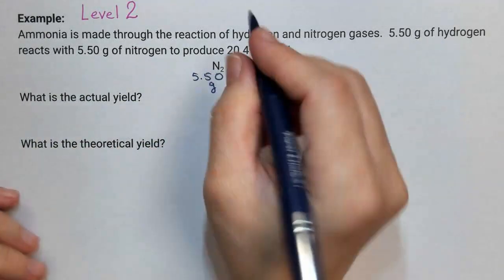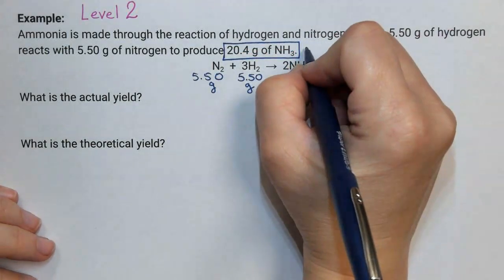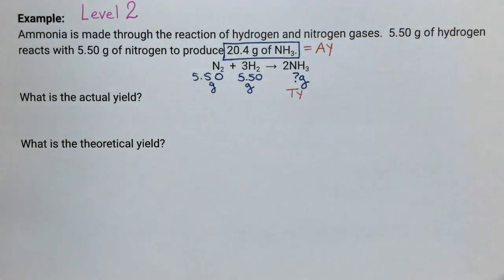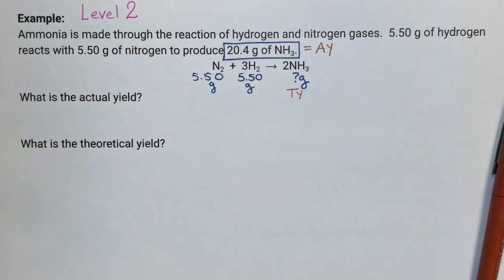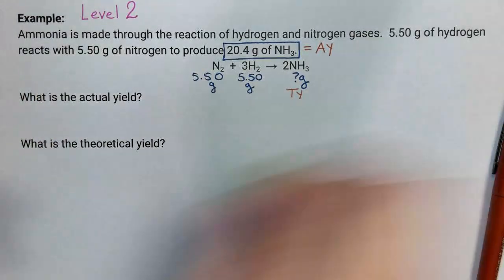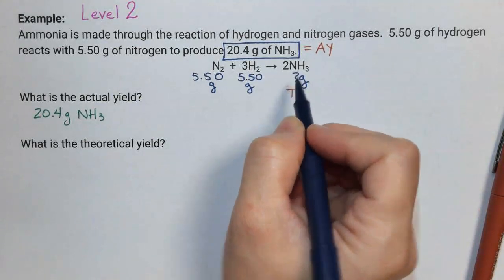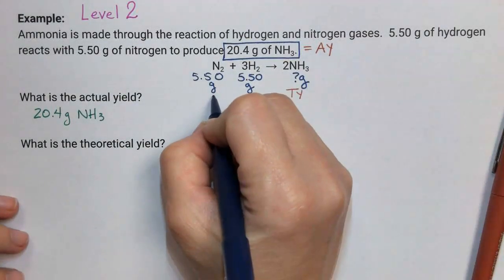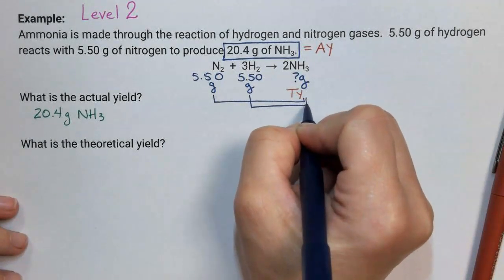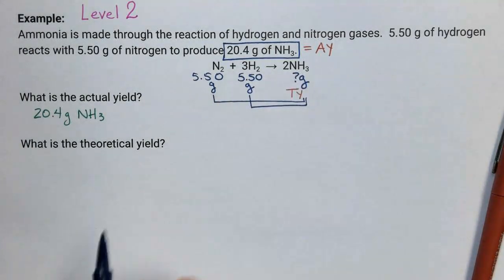Notice in the problem, they gave us that we produced 20.4 grams of ammonia. That is actually equal to the actual yield. So when I want to calculate a percent yield, I can use the actual and the theoretical. So what is the actual yield? It's the 20.4 grams of ammonia. Okay, what is the theoretical yield of the ammonia? And we're going to have to do a calculation. The first one would be from the nitrogen to the ammonia, and the second one would be from the hydrogen to the ammonia. Notice that both of my givens will be used to calculate my amount of ammonia.